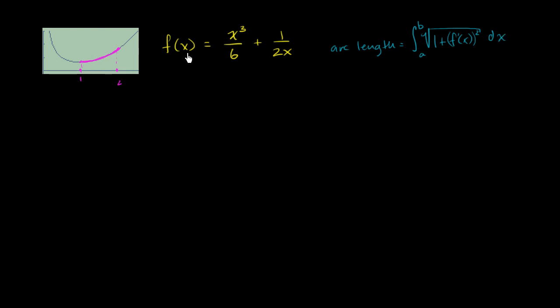So for this particular f of x, we just need to figure out what f prime of x is. We need to square it. We need to add 1 to it. And then we have to take the square root of that. So let's do all of that step by step.